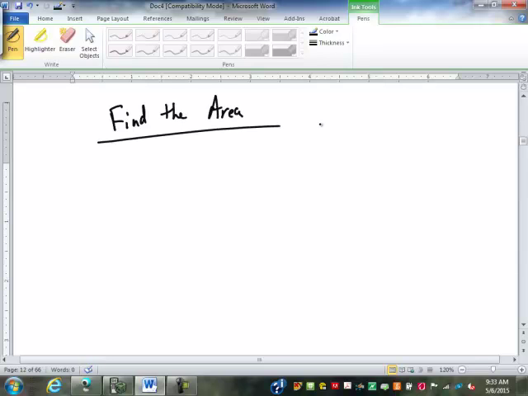Well, you're finding the area of certain shapes. Tetradecagon. It sounds like a dinosaur name or something, doesn't it? Yeah, it does.